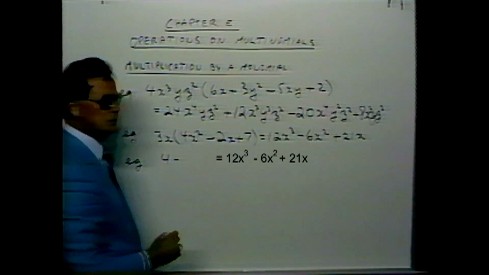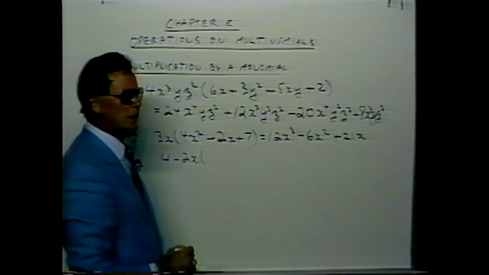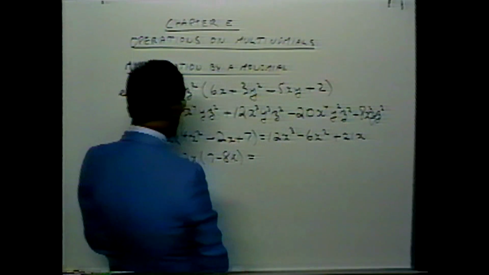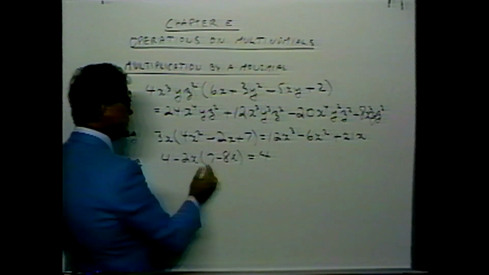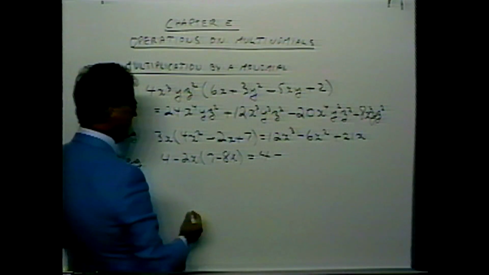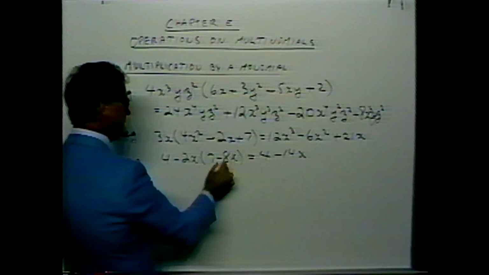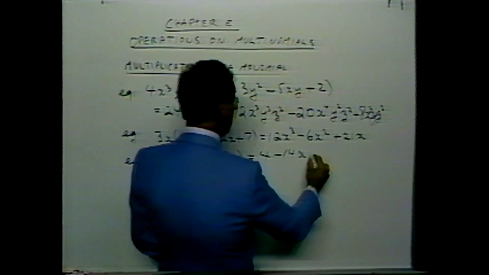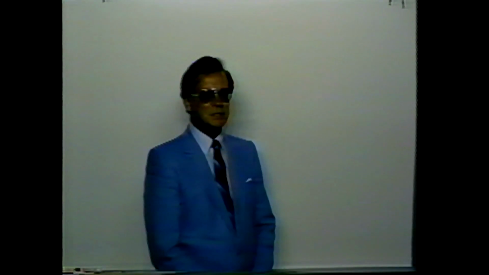4 minus 2x multiplied by 7 minus 8x. This amounts to, well, 4 is by itself there, and we repeat it. Negative 2x is multiplied by 7, and we have negative 14x. Minus 2x multiplied by minus 8x is positive 16x squared. We will now do examples dealing with multiplication by a binomial and more.